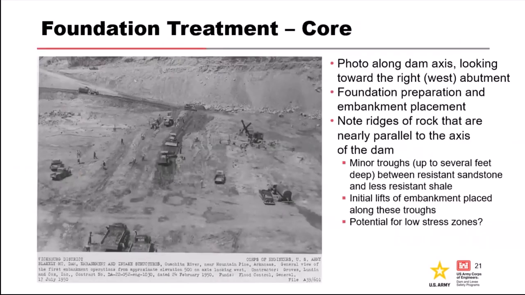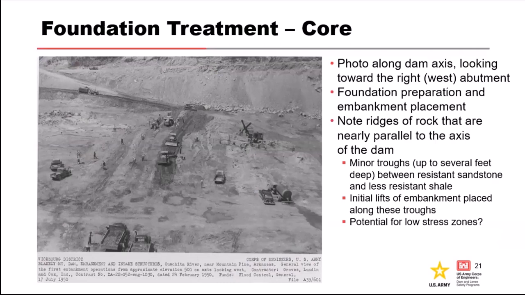So for treatment of the core, this is a construction photo that we found, and I know it's a little hard to see, so check it out on your PDF copies. What they're doing is they've got these troughs along the dam axis, and they're clearing out these troughs. You can see some pooled water, likely related to either precipitation or those springs that I mentioned, and they're compacting material within these troughs. They're minor troughs. I think they might have been maybe upwards of a foot in depth, some much smaller.